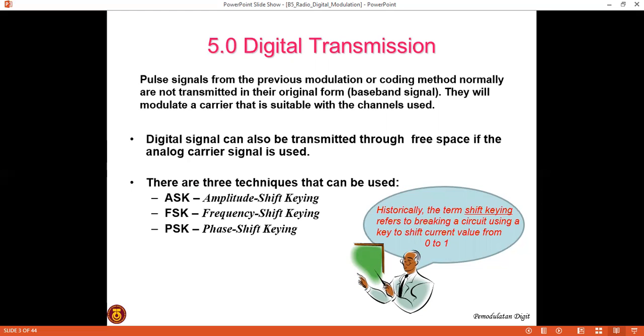But practically, especially when we consider a certain medium such as air, that is an analog medium, it's not practical to use baseband signal. So in this kind of situation, especially for analog medium, we have to modulate the carrier. We need to shift our information signal from the baseband to the frequency that is suitable for the medium.